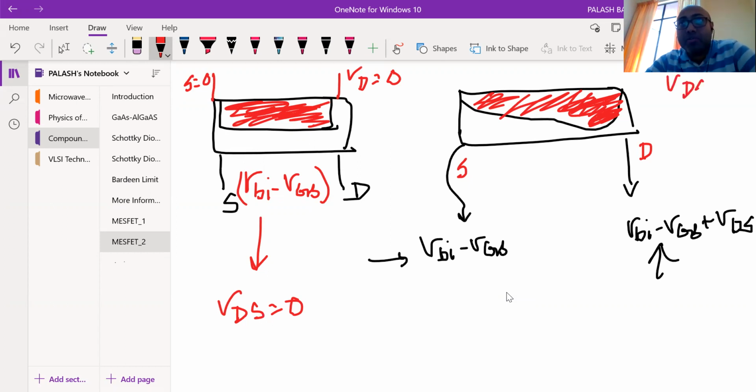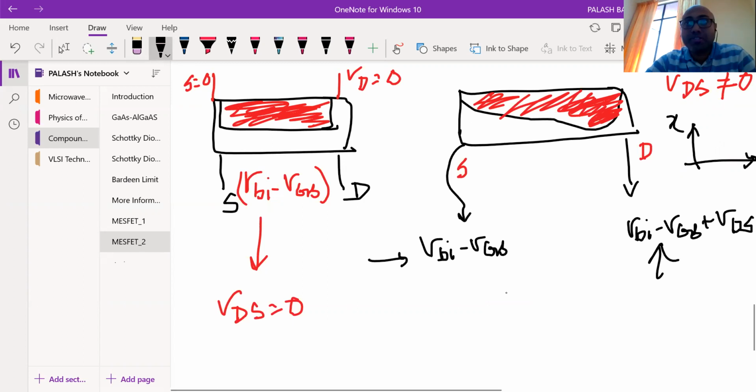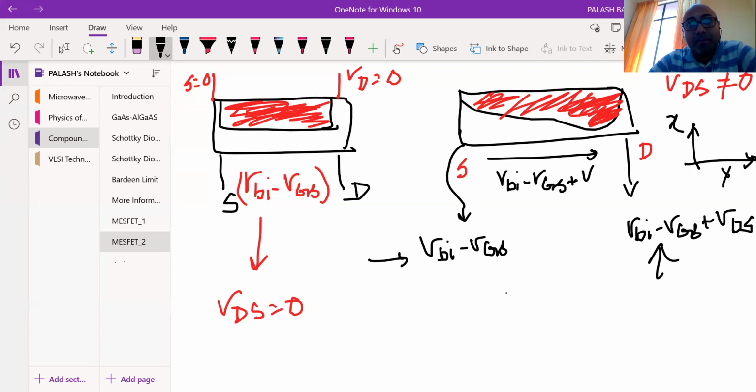But what about the voltage between source and drain? If you are applying drain to source voltage not equal to 0, it is actually a function of position, say the y-axis. So at the y-axis, at one end you are getting VBI minus VGS, and at the other end you are getting VBI minus VGS plus VDS. So how to write a general equation? You can write the general equation VBI minus VGS plus VY.